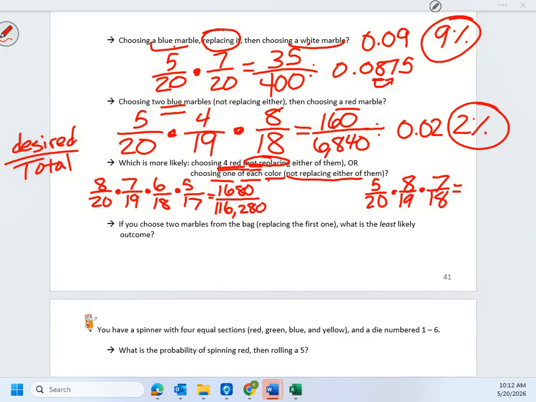Be careful with your rounding, your decimals. Be careful where you round those decimals.